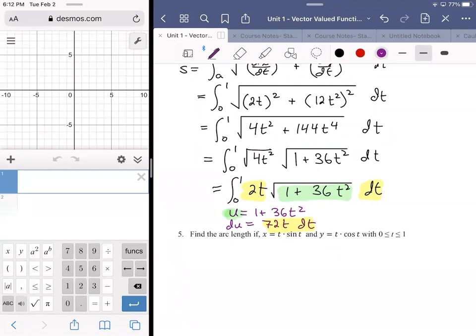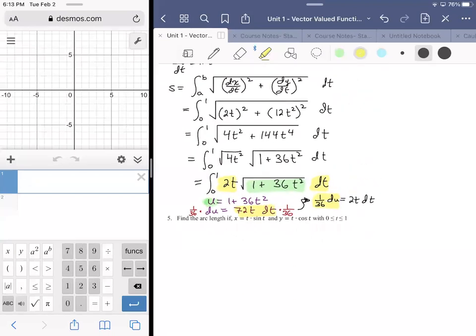So what I'll do is I'll multiply both sides by 1 over 36. All right, and so that actually creates a cleaner substitution of 1 over 36 du corresponding to 2t dt. So that allows me to do a direct substitution, replacing the 2t dt with a 1 over 36 du.